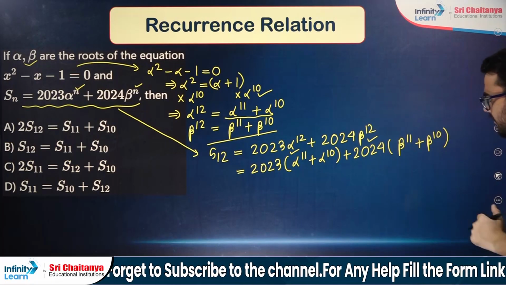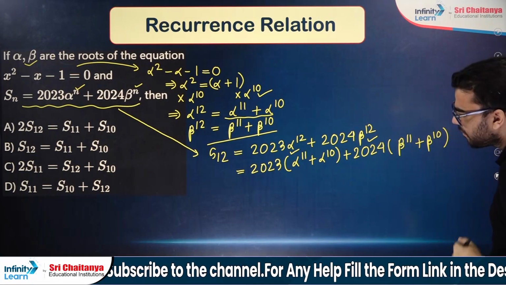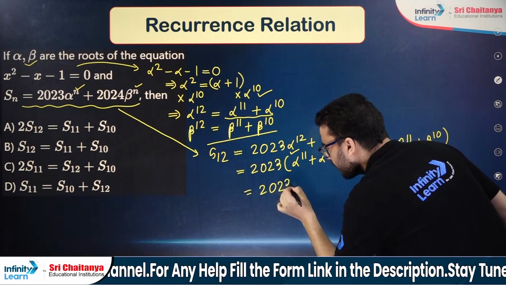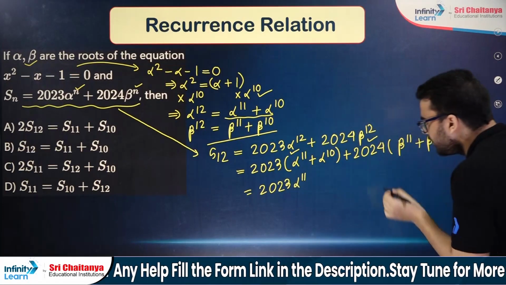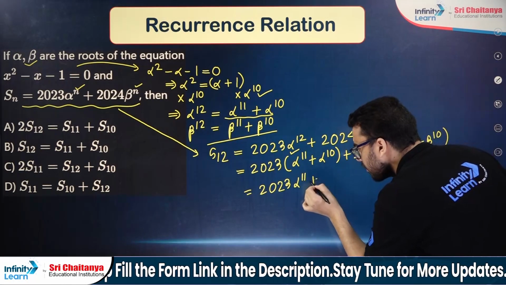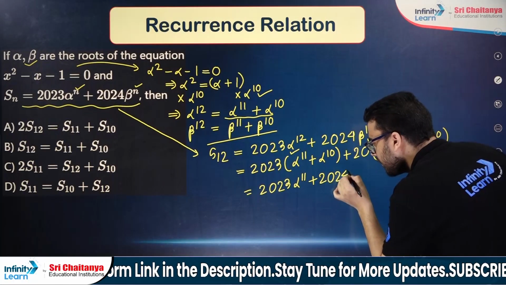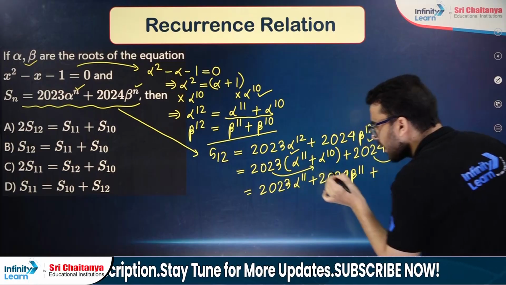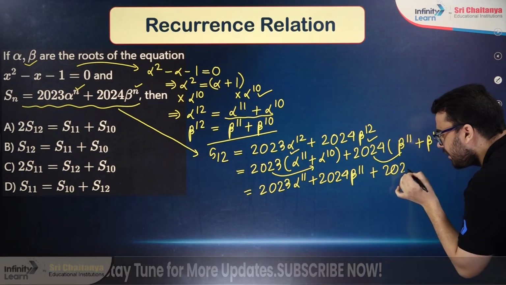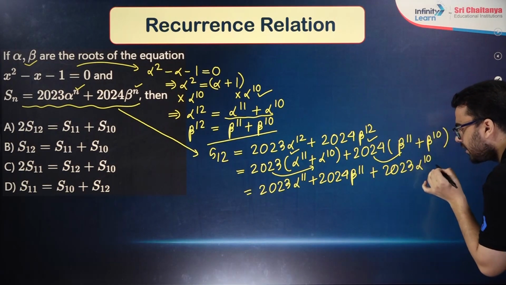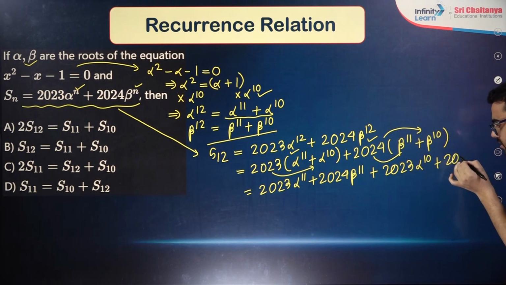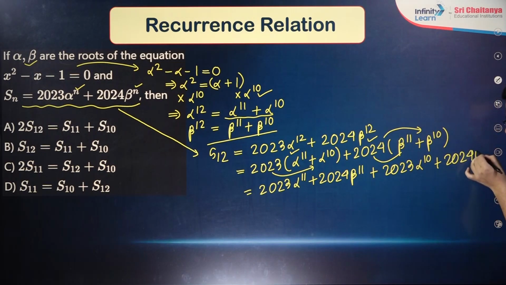So you see over here, basically what will you get? You will get 2023 alpha raised to the power 11 plus 2024 beta raised to the power 11 plus, if you open up this bracket, it is 2023 alpha raised to the power 10 plus, if I open up this bracket, it is 2024 beta raised to the power 10. I hope this situation is clear.